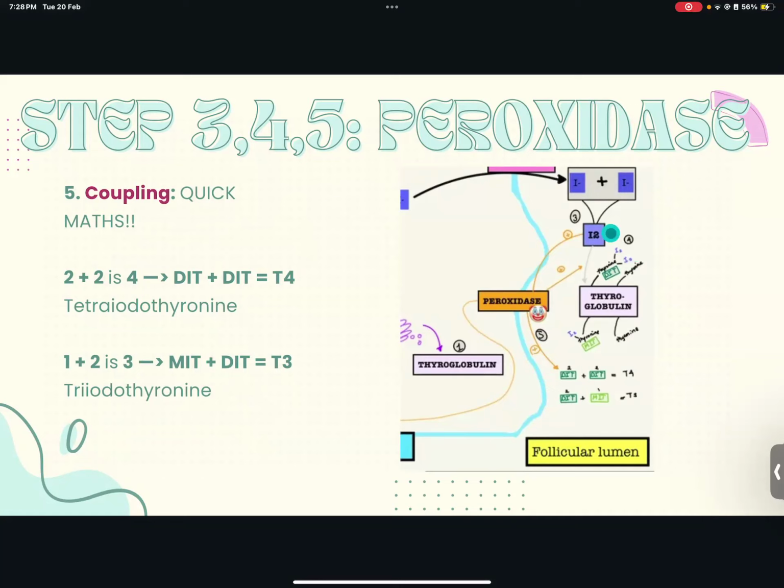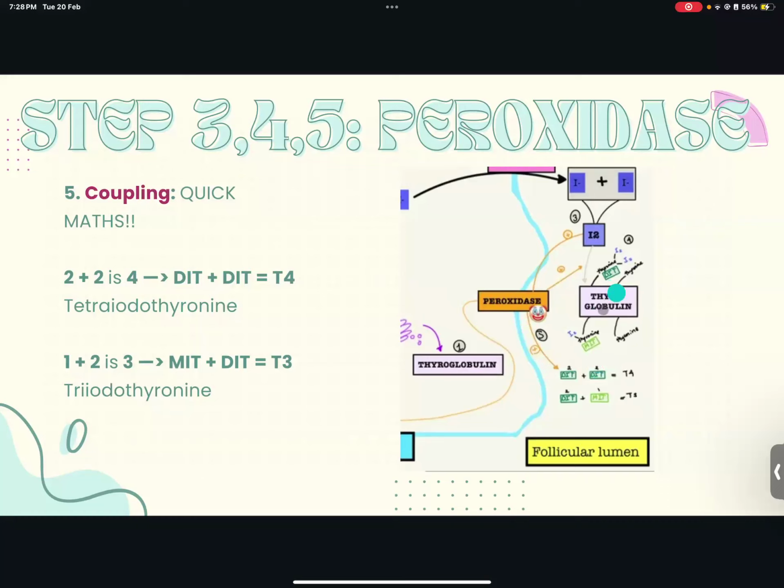Then step 5 of peroxidase. So the third step that's carried out by peroxidase is coupling. And coupling is simply just quick maths. All you have to do is add 2 and 2 together, so you'll get 4. So DIT plus DIT, you can see I've drawn it here. Here's your MIT, here's your DIT.